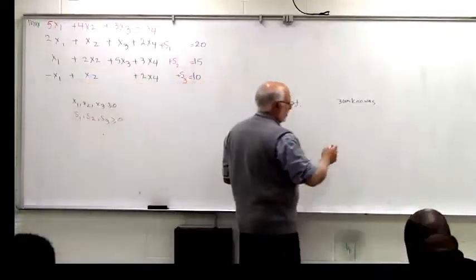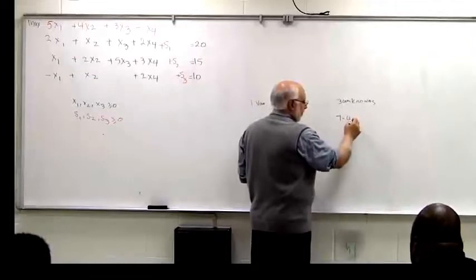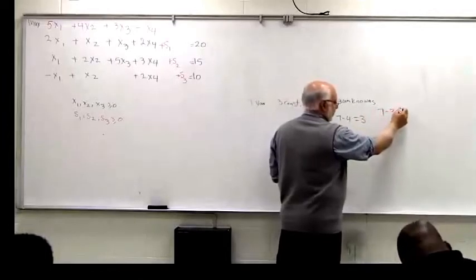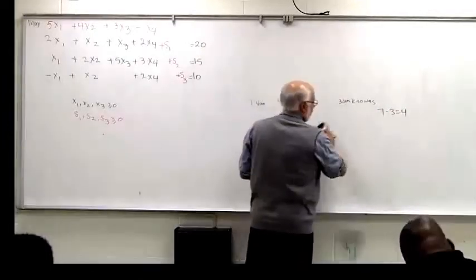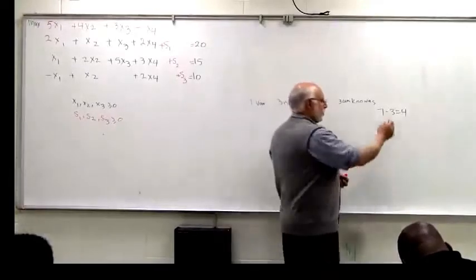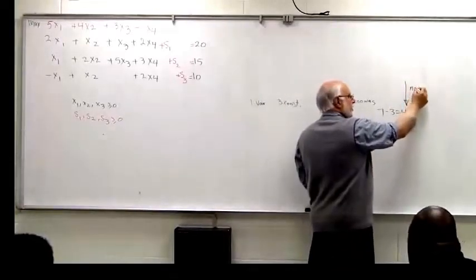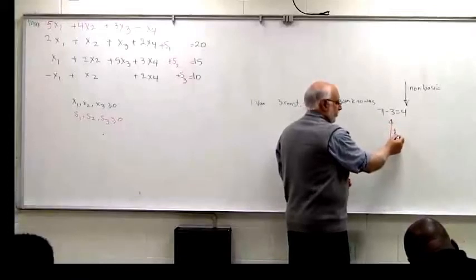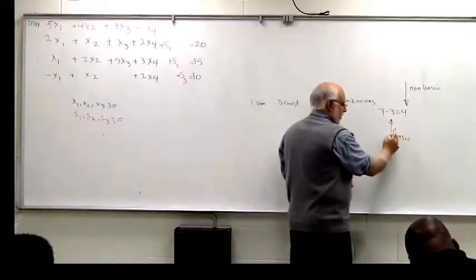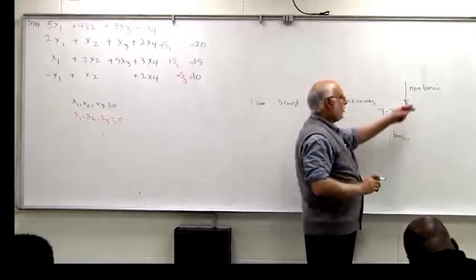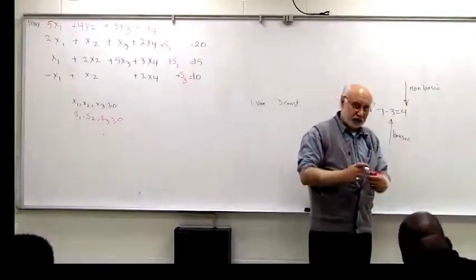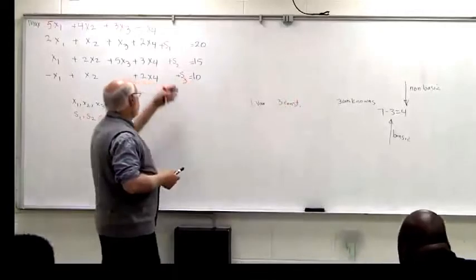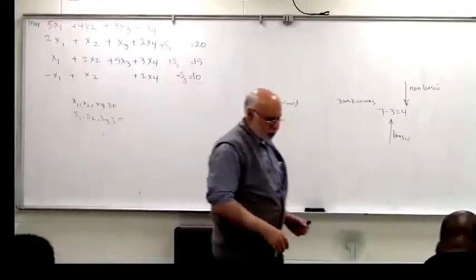So 7 minus 3 is going to be 4. I have to write it like that. Okay. 7 minus 3 is going to be 4. So I would have 4 non-basic variables and 3 basic variables. And again, the difference is non-basics, I will assign them the value of 0, and basic are the ones that I will find by solving this system of linear equations.